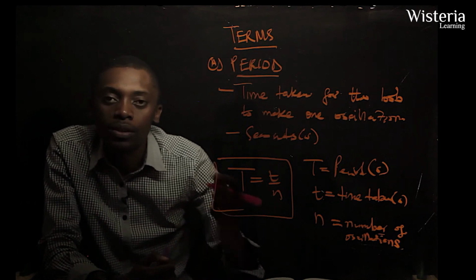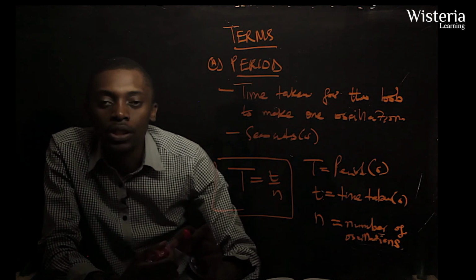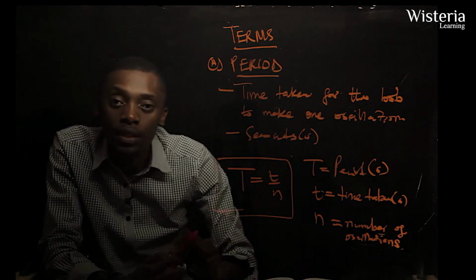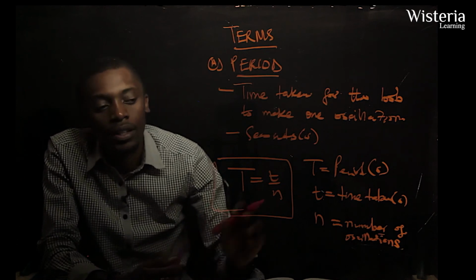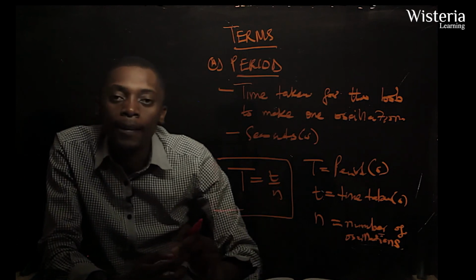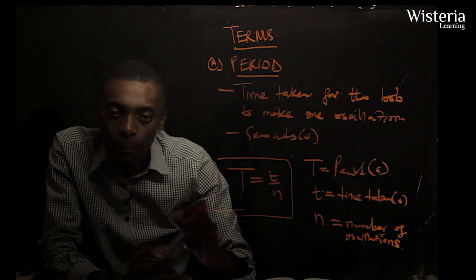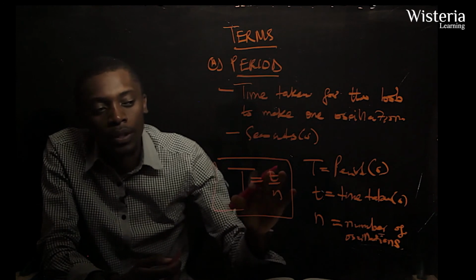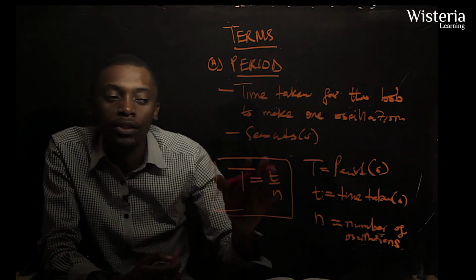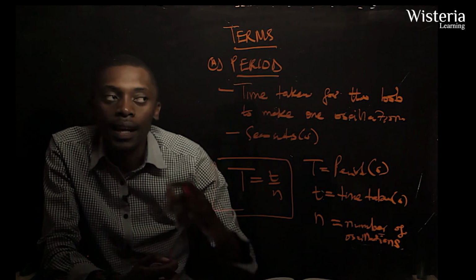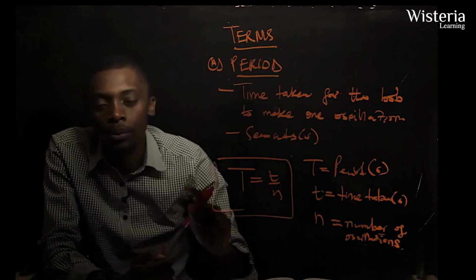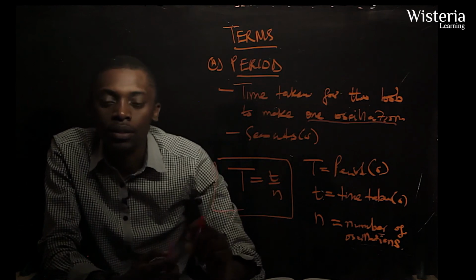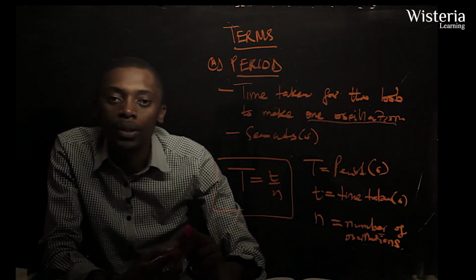So in order to determine the period of a pendulum, you need to allow the bulb to complete several oscillations and record that as n, and then take down the time it takes for that number of oscillations, so that will be your t. Then divide t by n to determine the time it takes for the bulb to complete only one oscillation. So that's how you determine the period of a pendulum.